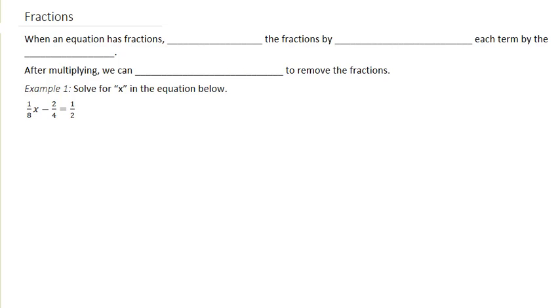Fractions. When an equation has fractions, we can clear the fractions by multiplying each term by the least common denominator. And after multiplying, we can reduce to remove the fractions. So let's go look at example 1 to see how we can do this.